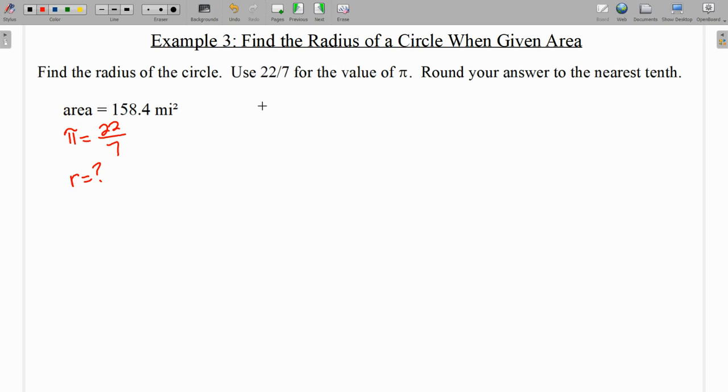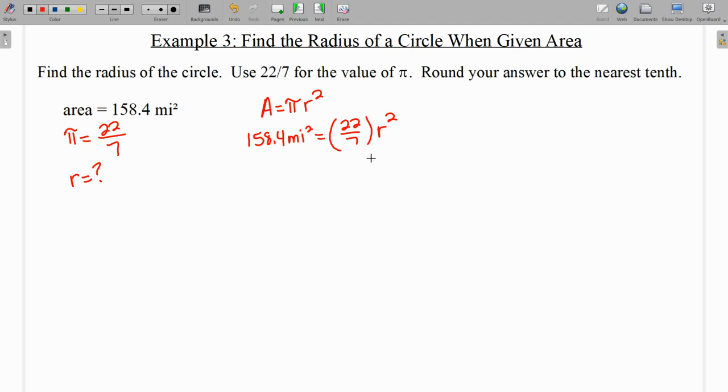So the formula we need to recall is that the area is going to be equal to pi times the radius of the circle squared. So I'm going to replace my area in this formula with 158 and 4/10 square miles. We're going to set that equal to 22/7. I'm going to put that 22/7 in parentheses, and then we're taking that times the radius of the circle, which is what we're looking for. That's going to be squared.